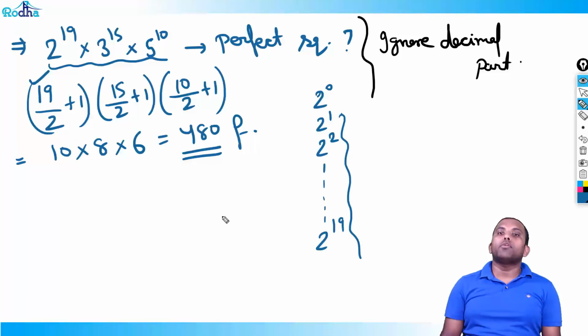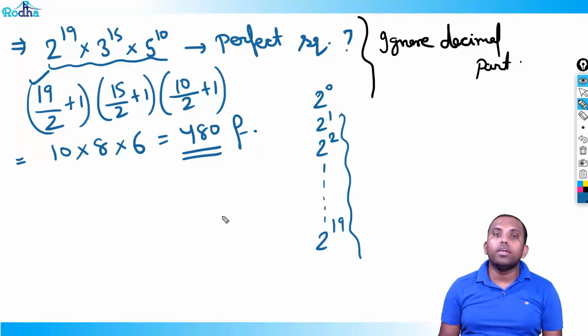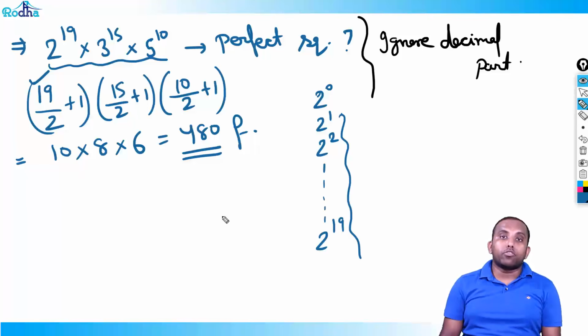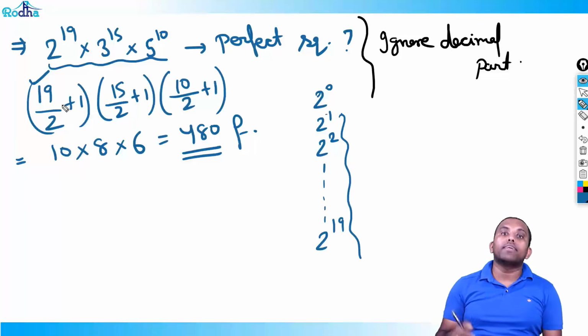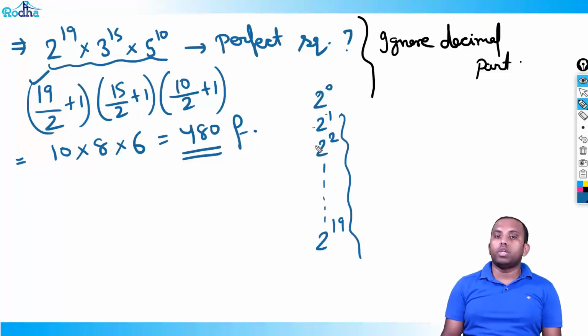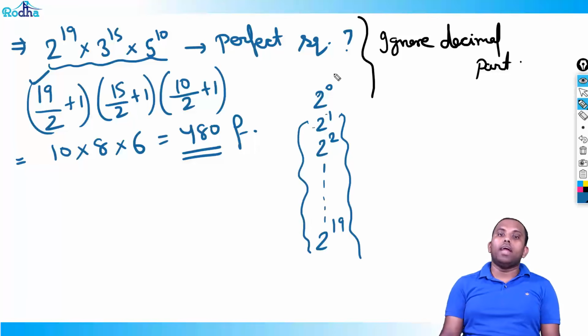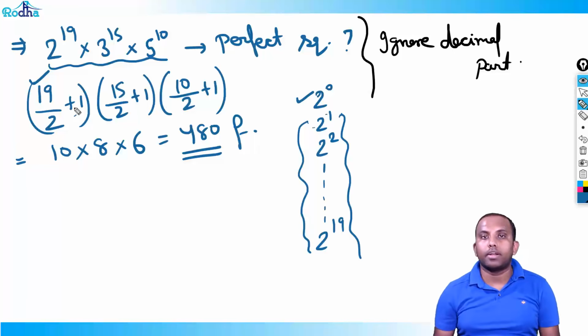How many are multiples of 2? Because for a perfect square, I only have to take multiples of 2. So 19 by 2 means there are 9 multiples. If we count here, there are 9 multiples of 2, right? That is what I meant by ignoring the decimal part. 19 by 2 is 9.5. Ignore the decimal part, 9. So there are 9 numbers from here to here which are even powers. And then add plus 1 for this 2 raised to 0. So add plus 1. Right, this is the logic behind it.